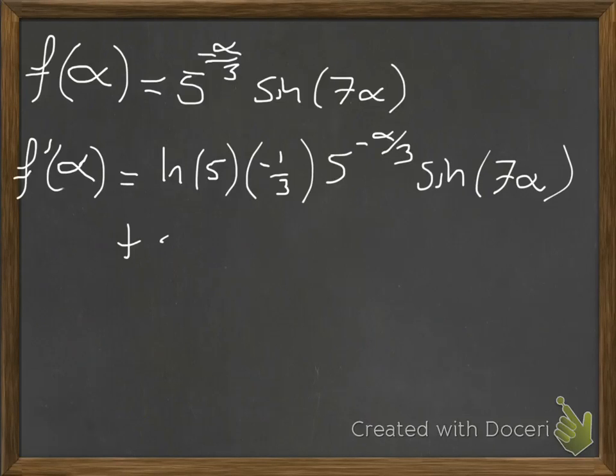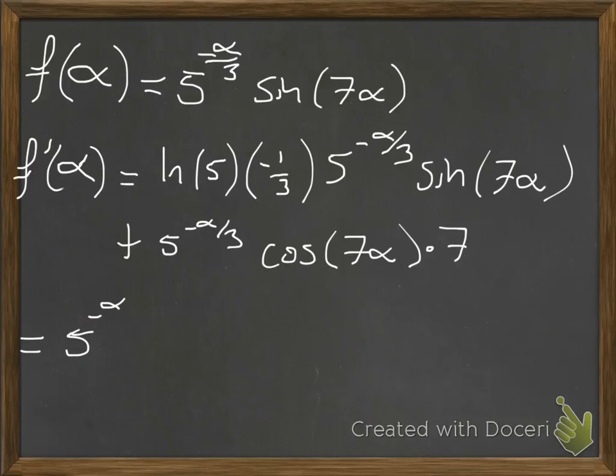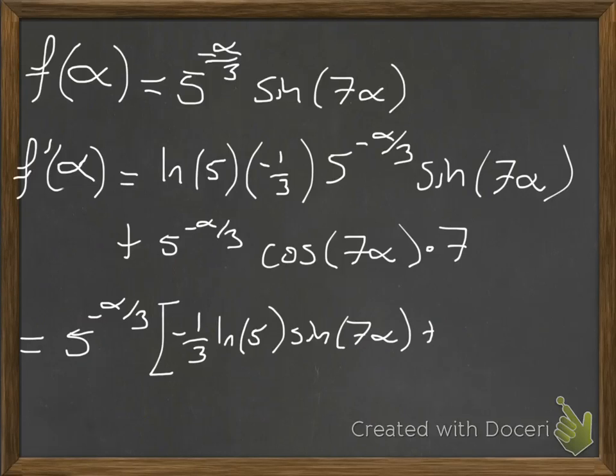Then, because of the product rule, it's going to be the first function, and then times the derivative of the second, so it would be cosine 7 alpha, chain rule gives the 7. And then we will factor out what we have in common here, which is a 5 to the negative alpha over 3. Leftover is negative 1/3 ln of 5 sine of 7 alpha plus 7 cosine of 7 alpha.